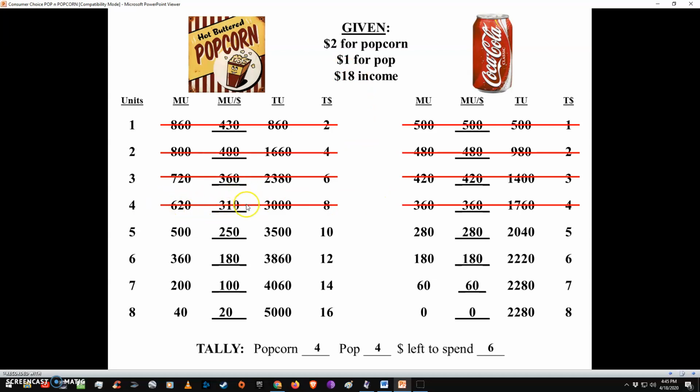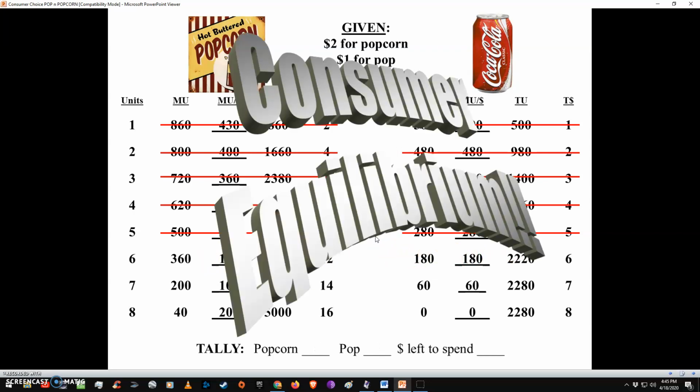We're going to buy ourselves this because 310 is bigger than 280. And now this 280 is bigger than 250. 250 is bigger than 180, so let's buy this one. And once again, what are we in? They're equal per dollar. Marginal utility. We have consumer equilibrium.